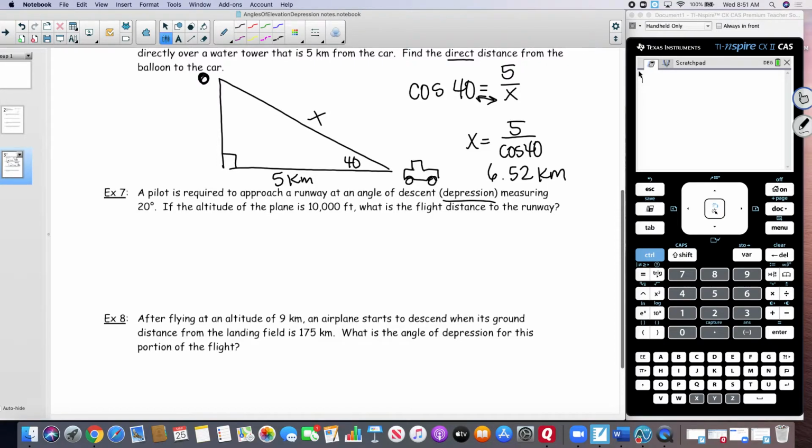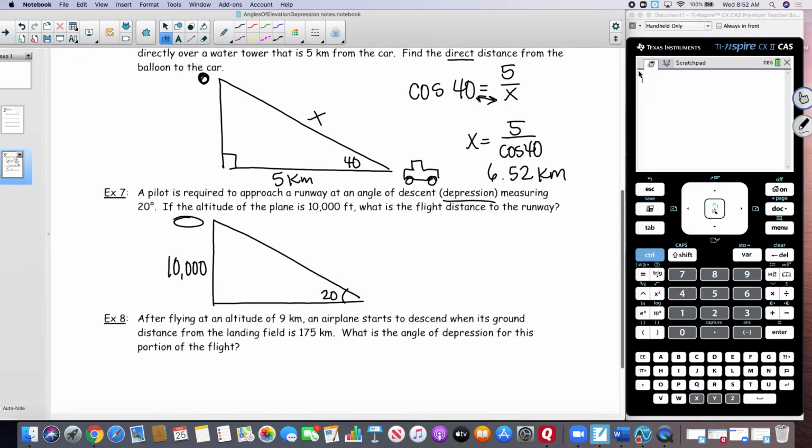So now would be a good time to pause the video, draw it out on your paper, and then come back and make sure that you're doing this correctly. So we've got this airplane up here. Again, I don't draw airplanes. And my angle of depression is 20 degrees. Altitude is my height, so it's how high off the ground it is. So this is 10,000 feet. And I want to know the flight distance to the runway.